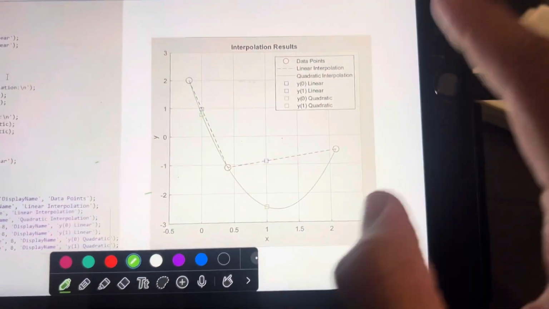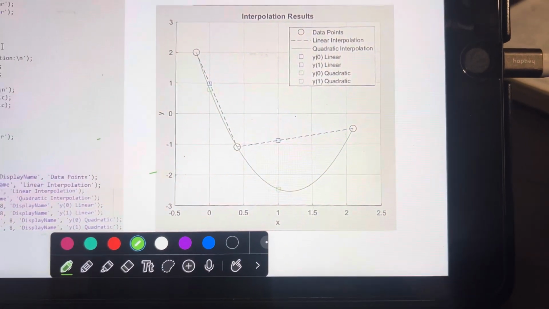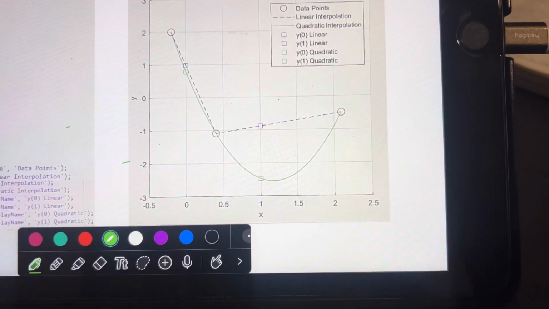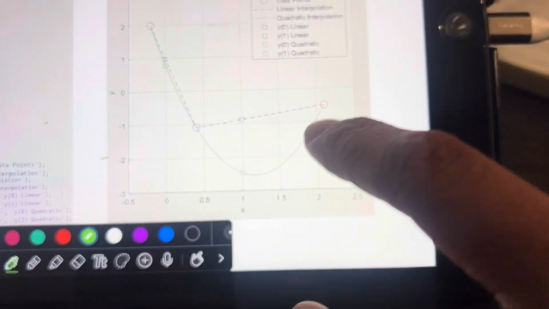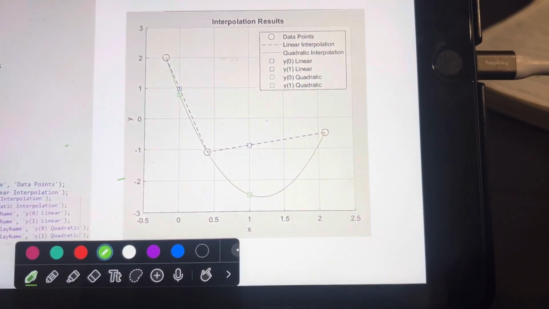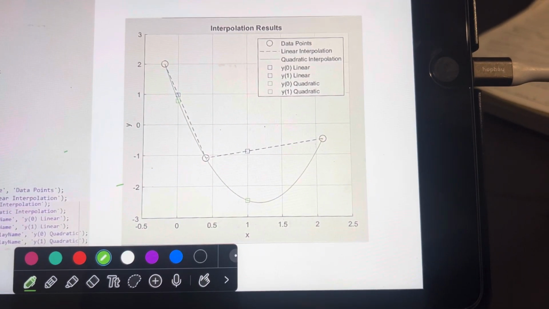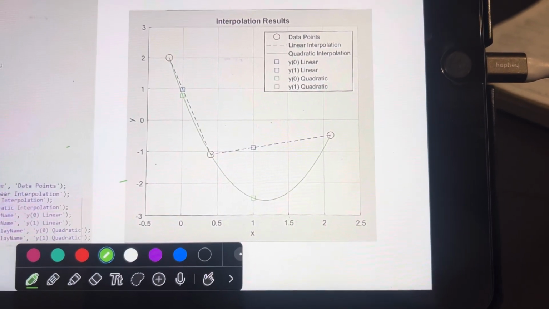Then the quadratic interpolation gives us a curve, and it shows us a lower minimum here. So that helps us visualize what we're doing a little bit better. And then, as we can see, the quadratic curve is a lot different from the linear interpolation. Basically the interpolated values at x equals 0 and x equals 1 are going to be a lot different between the two methods.